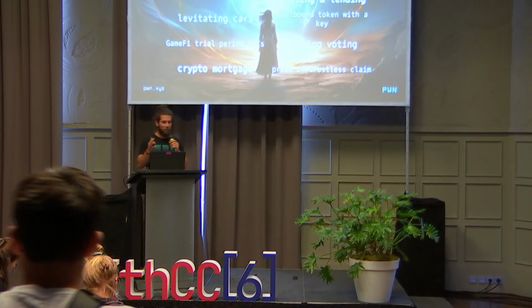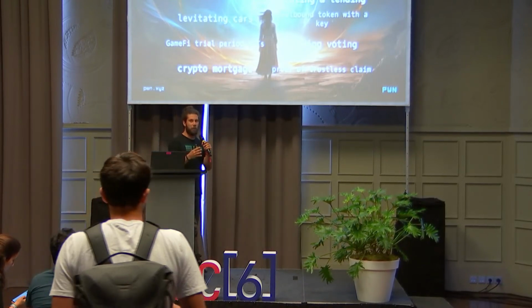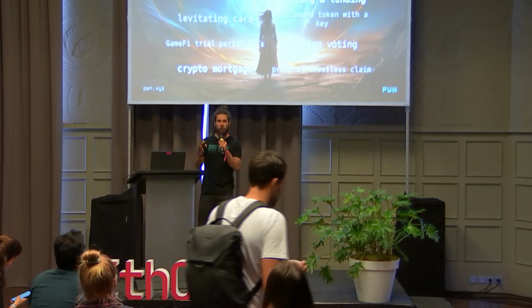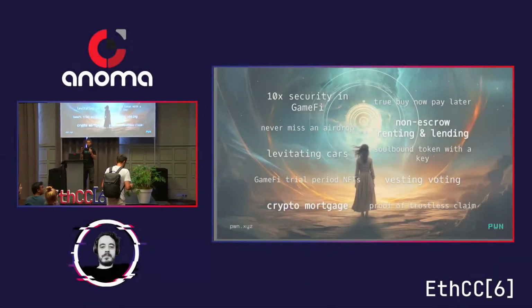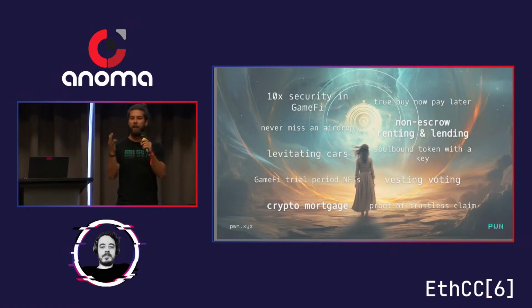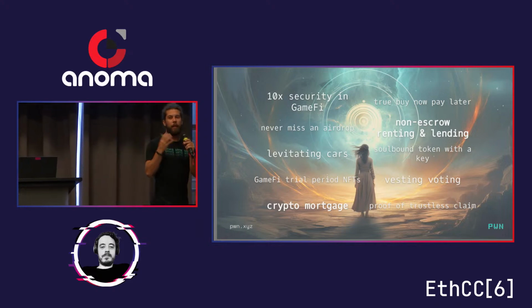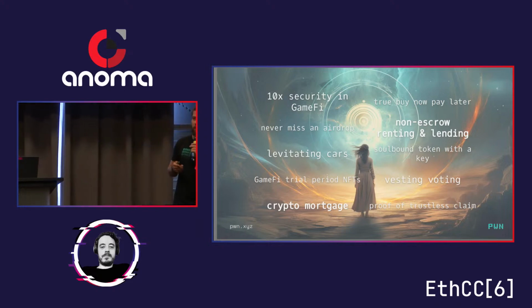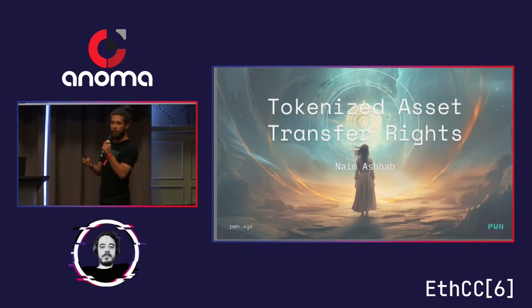10x security, non-escrow renting, crypto mortgages, proof of trustless claim. Those are some use cases which you can get if you break the unbreakable rule that the owner cannot transfer a normally transferable token. My name is Naim Ashhab.